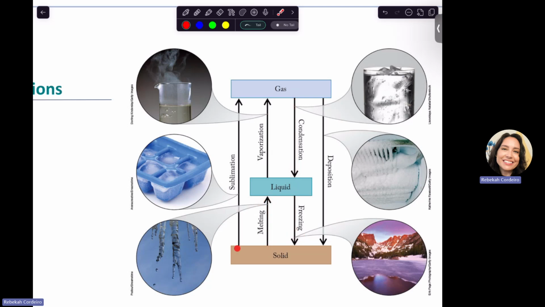And then the hard ones, solid to gas is called sublimation. This is what dry ice does. And then gas to solid is called deposition. This is like if you have something really, really cold, the water vapor will immediately turn to solid.